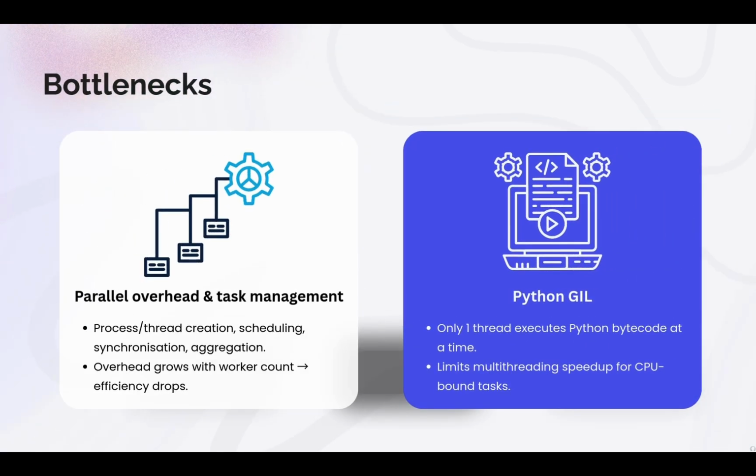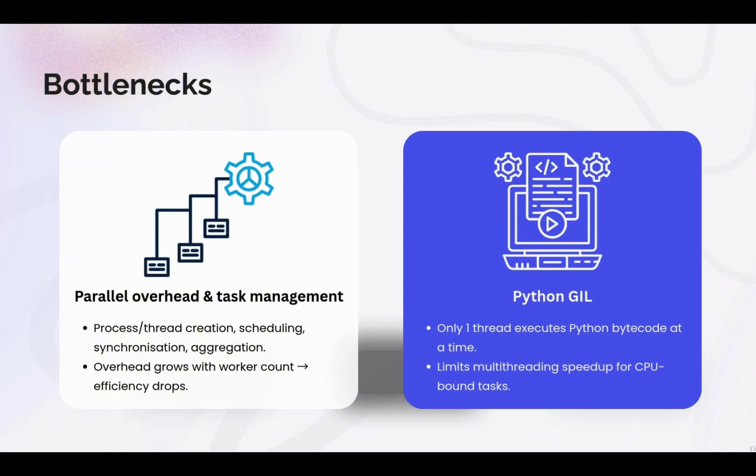Even though the system shows good scalability under optimal conditions, there are several bottlenecks that limit further performance improvement. These arise from software constraints, hardware contention, and the presence of sequential operations in the workflow. The first bottleneck is parallel overhead and task management. Parallel execution requires additional work such as process or thread creation, task scheduling, synchronization, and result aggregation. As we increase the number of workers, this overhead accumulates and reduces overall efficiency, causing the performance to stagnate.